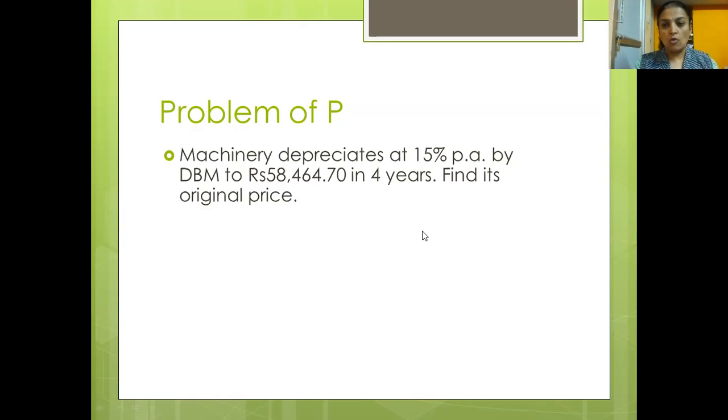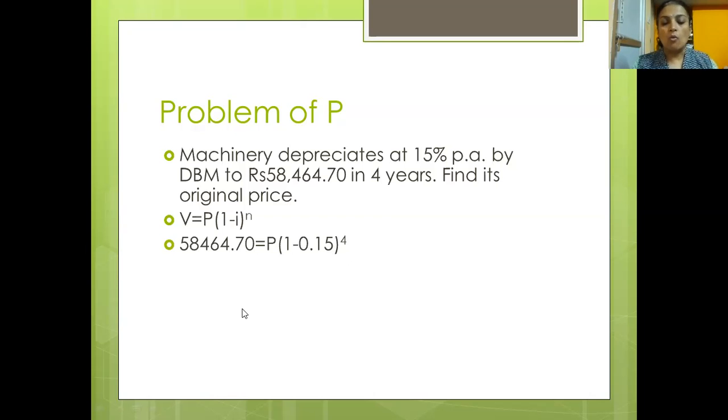So let us go for the formula first. V is equal to P(1 minus I) raised to the power of N. Here V is given, I is given, and N is given. We have to calculate P. So what will it be? V is 58,464.70. P we have to calculate, 1 minus I. I is 15%, 0.15. And here N, that is 4 years. In the place of N, we have to keep 4.